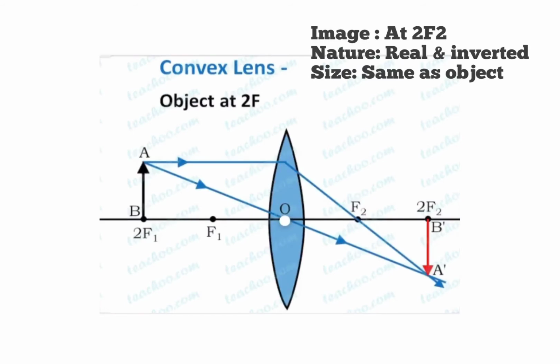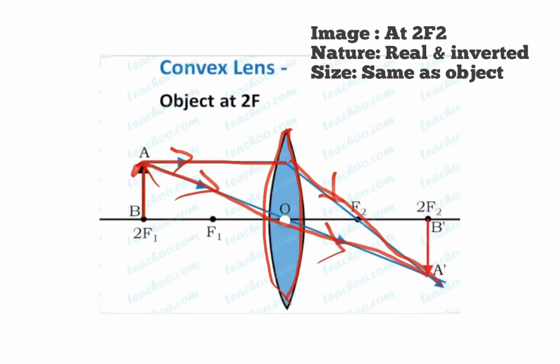Next case is object is placed at 2f. So first of all, draw the convex lens and draw object AB at 2f1. Consider a ray which is parallel to principal axis from point A of the object. After refraction, it will pass through f2. So this is a refracted ray. Consider another ray which is passing through optical center O. It will follow the straight path without getting deviated.